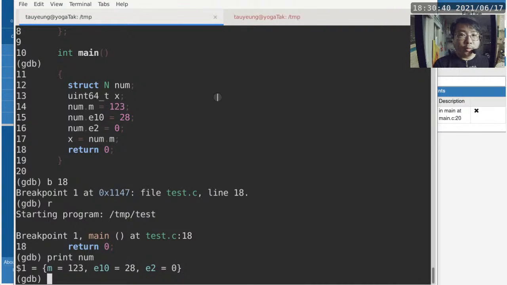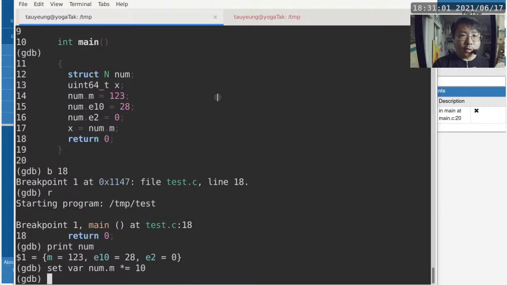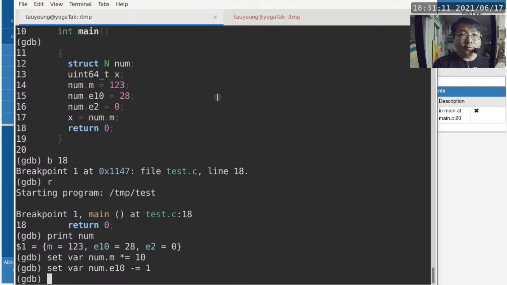All right. So what we're going to do is adjust m until we can no longer multiply by 10 anymore. So the first thing we do is set var num.m multiply equal to 10, and therefore we are multiplying the mantissa by 10. And every time we do this, we are going to subtract 1 from e10. So set var num.e10 minus equal 1. And then we have to double check to see whether we can multiply the mantissa by 10 again.